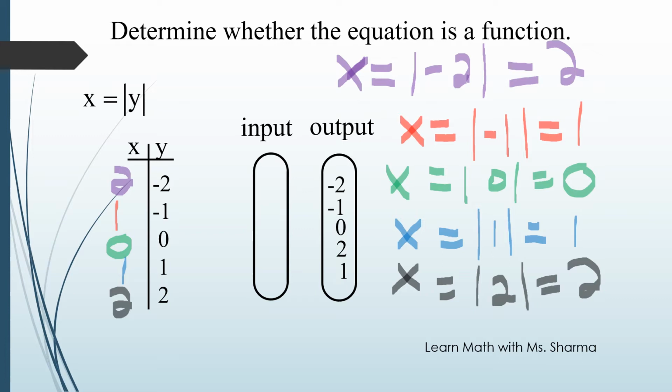Now you can see in the domain 2 and 1 are repeated. When we write the input, when we are going to map, we'll just say 1, 2, 3. We won't repeat the numbers, we'll write each only once.